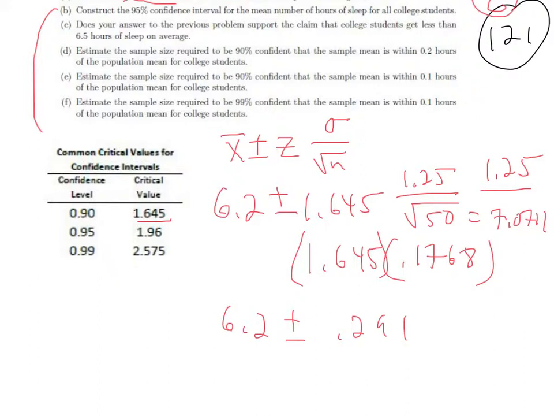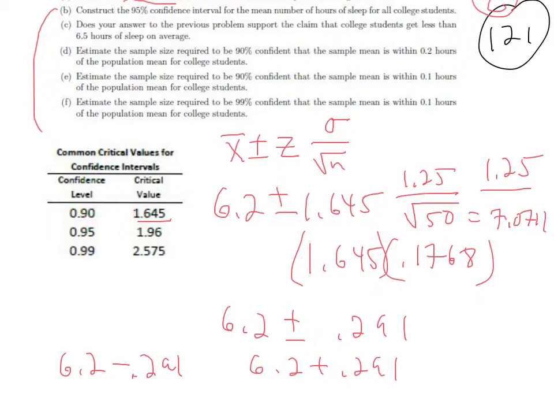And then for part B, it says find the confidence interval. I'm just going to take 6.2 and subtract the 0.291. That'll give me my lower bound. Then to get the upper bound, I'm just going to do 6.2 plus the 0.291, because this is the margin of error, right? That's the wiggle room either side of the mean that will account for 90% of the samples for this level of confidence, okay?